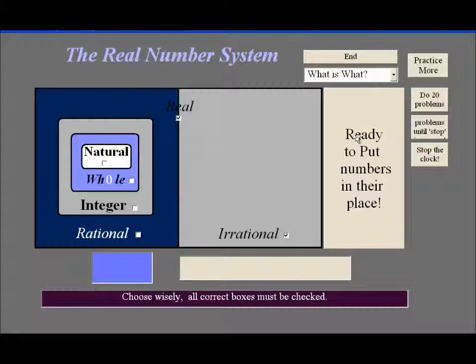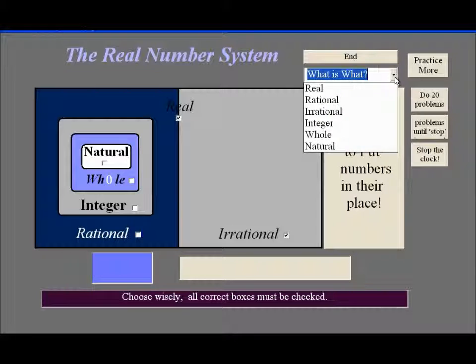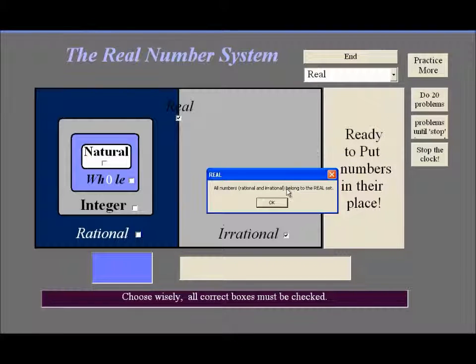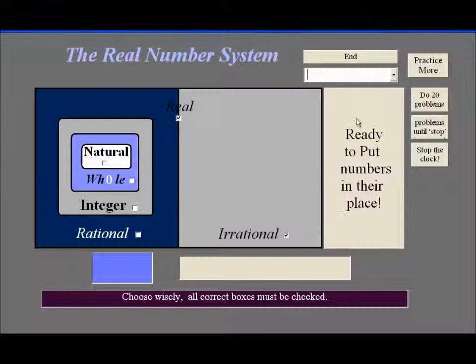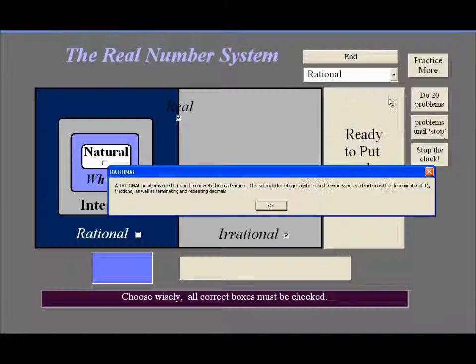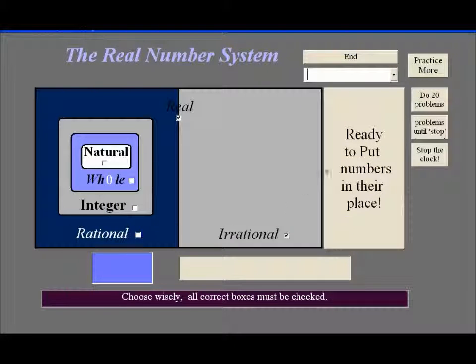Now I have Ready to Put Numbers in Their Place. What's going to happen is that I'm going to present you with a number, and then you have to decide which categories it belongs in, remembering the interrelationship of these boxes. Now, I also have a review up here. What's what? Real: all numbers, rational and irrational, belong to the real number system. What's rational? You can read that for yourself.